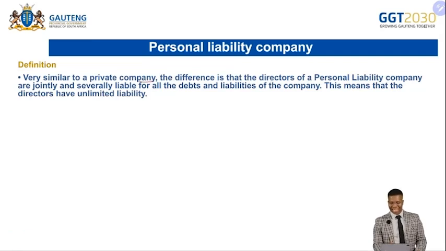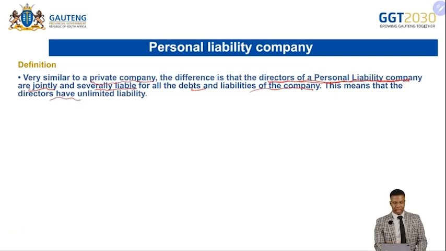The difference is that the directors of a personal liability company, let's go back. What is a director? Directors are people who manage the company on a day-to-day basis. So these people make decisions for the company. Remember, shareholders just invest, they put money into the company. However, directors run the company on a day-to-day basis. So when we're looking into a personal liability company, it is very similar to a private company. However, the difference is that the directors of a personal liability company are jointly and severally liable for all the debts and liabilities of the company.